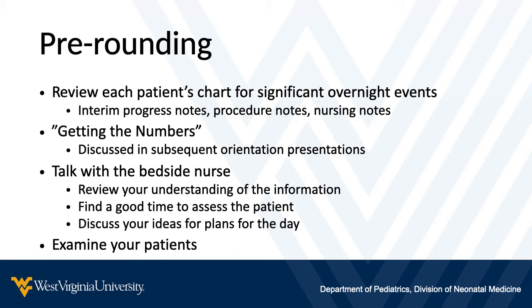The main point of pre-rounding is to prioritize patients' problems based on acuity and to gather the pertinent information needed to synthesize a plan of care for the day for each neonate. The components of pre-rounding include reviewing the notes and data, including vital signs, in the patient's electronic medical record, getting the numbers for fluid and nutrition intake, talking to the patient's bedside nurse, and examining your patient.